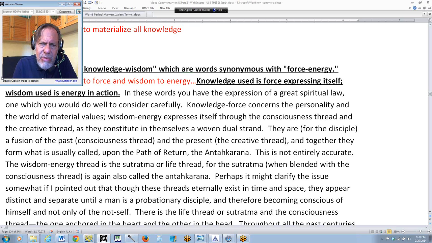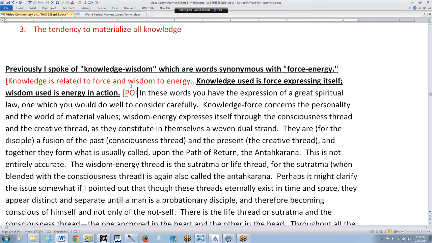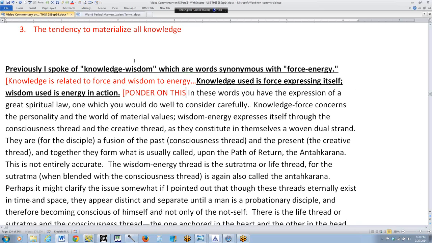But usually when discriminating the soul from the personality, knowledge relates to the personality and wisdom to the soul. So at least that is an abiding type of discrimination, even though the words get perhaps less distinct in their meanings as we rise into the higher planes and vibratory levels. In these words you have the expression of a great spiritual law, one which you would do well to consider carefully. So, ponder on this.